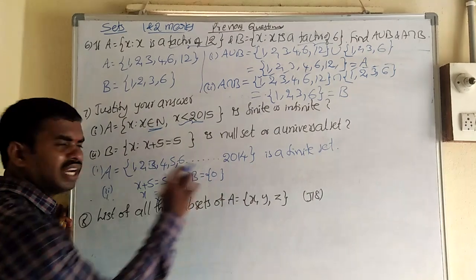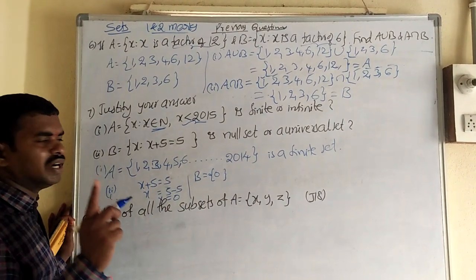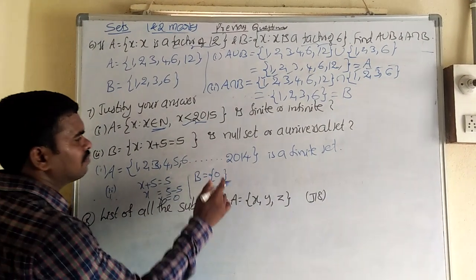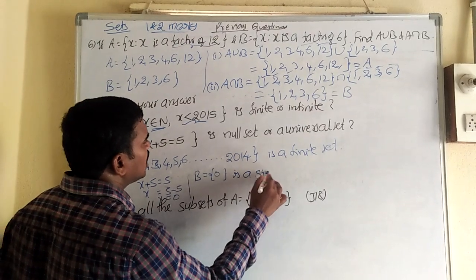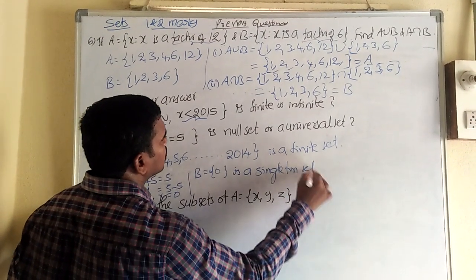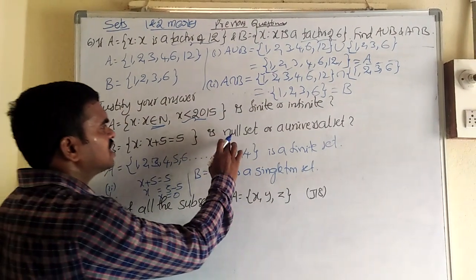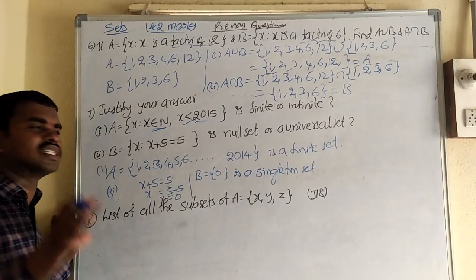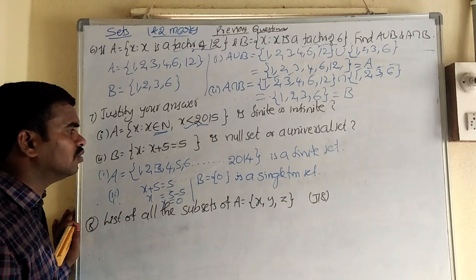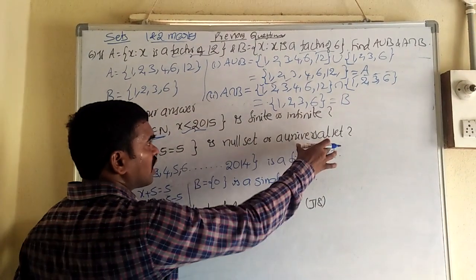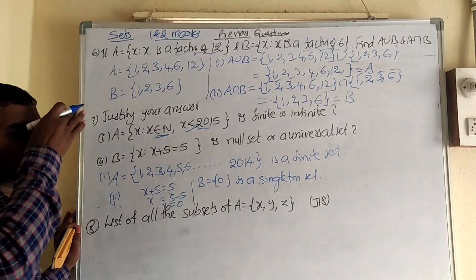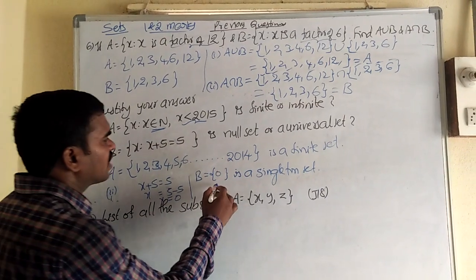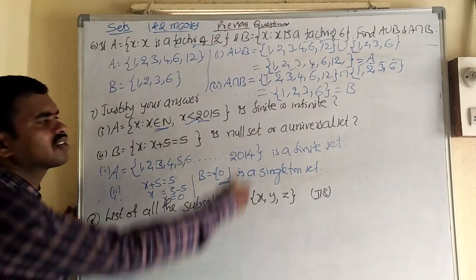So how many elements are there? One element. If it has one element, that is called a singleton set, because it is a single number. You may have a doubt: the question is asking whether it is a null set or a universal set. Null set means there must be no elements, not even zero. Universal set means the set of all the elements, a very large set. Whatever we got here has only one element, so it is called a singleton set.